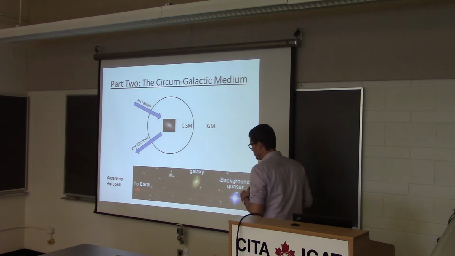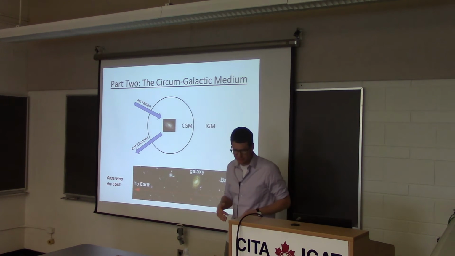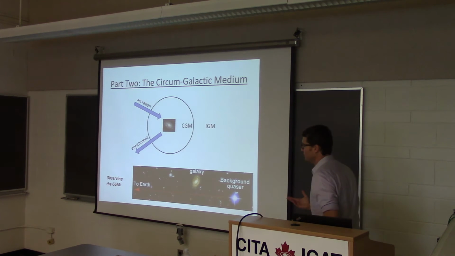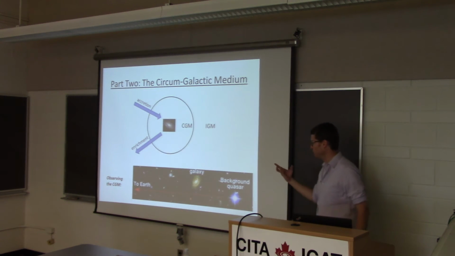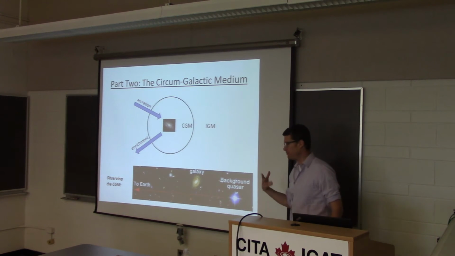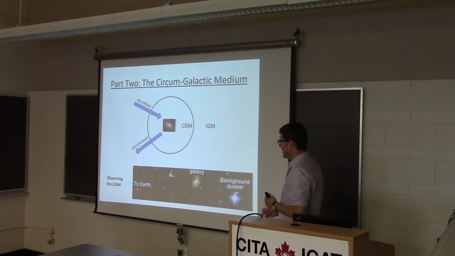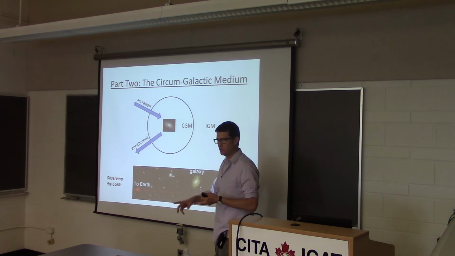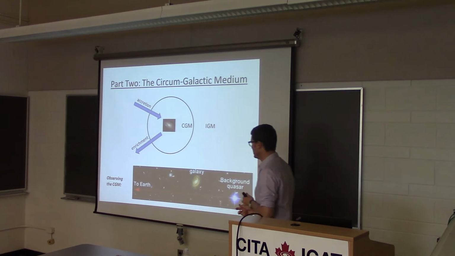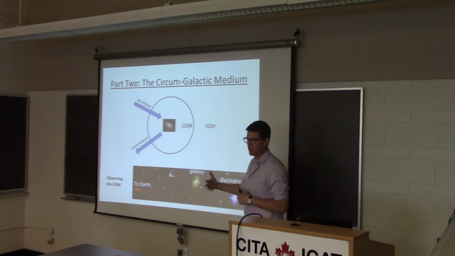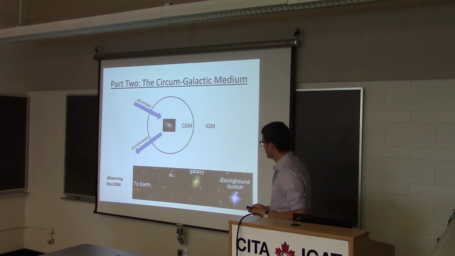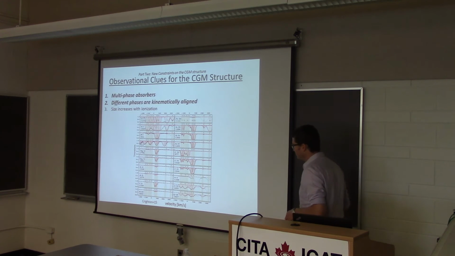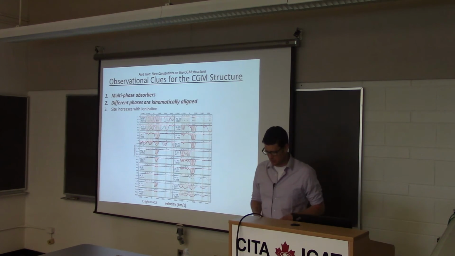So what I want to do in this part of my talk, I want to build a new phenomenological model for the CGM. First I want to argue that this phenomenological model is supported by the observations. Then I'm going to use observations to constrain the three parameters of this model. And then I'll discuss what the implied CGM properties are. So what do observations tell us about what the CGM structure looks like?